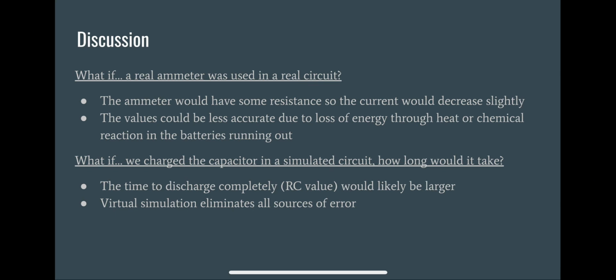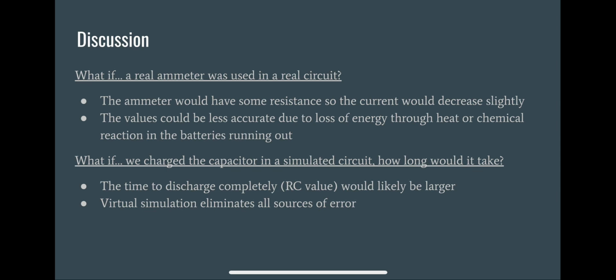For the first what-if question, we are discussing the simulated portion of this lab. So if a real ammeter was used in a real circuit, the ammeter would have some resistance, so the current would decrease slightly. And also the values would be less accurate due to energy loss through heat or chemical reactions in the battery running out.